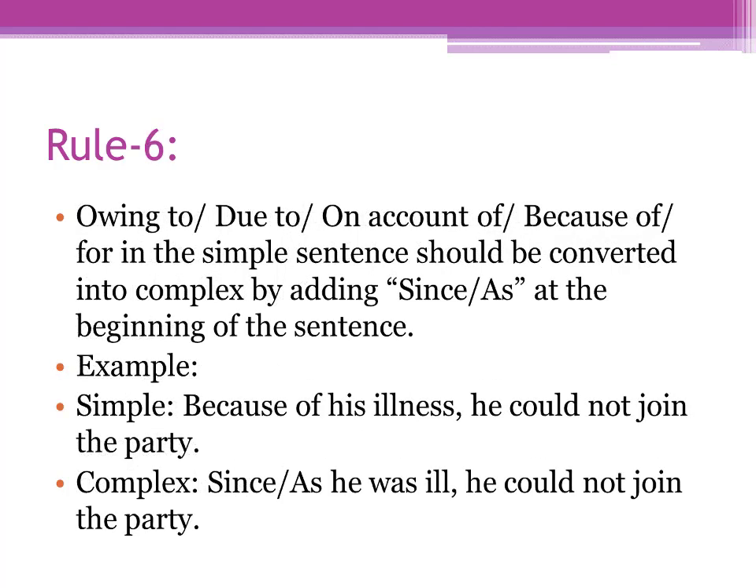Rule 6. "Owing to", "due to", "on account of", "because of", "for" in the simple sentence should be converted into complex by adding "since" or "as" at the beginning of the sentence. Example: because of his illness, he could not join the party. Complex, since or as he was ill, he could not join the party.